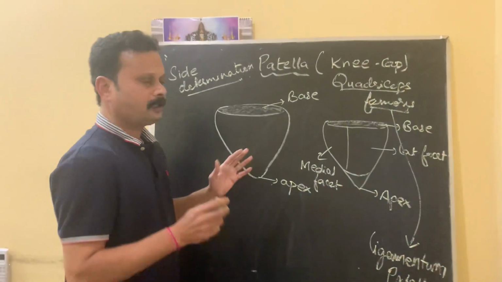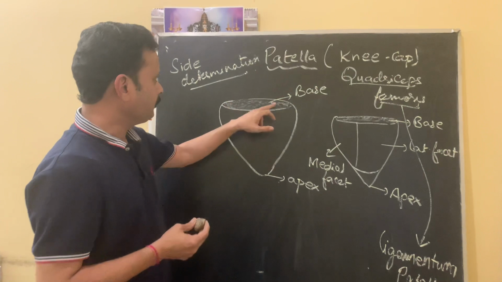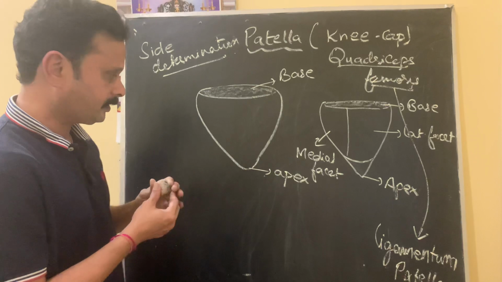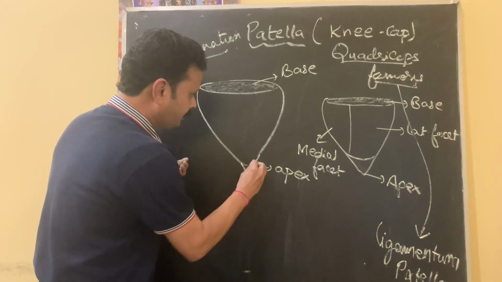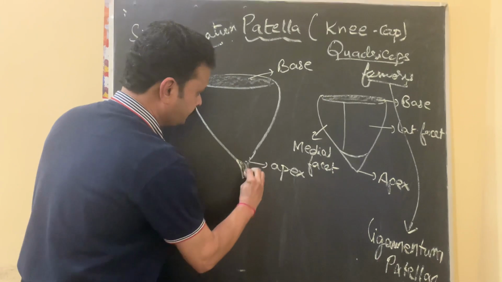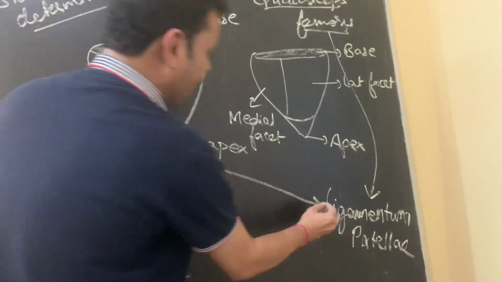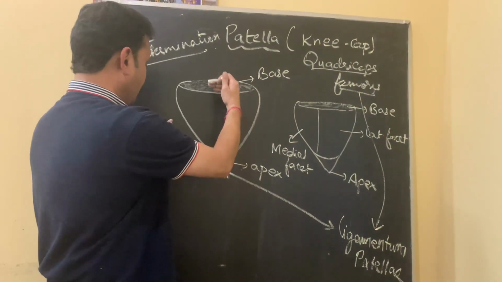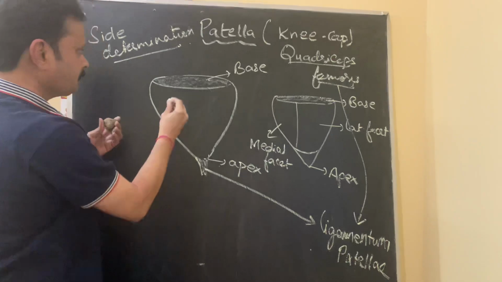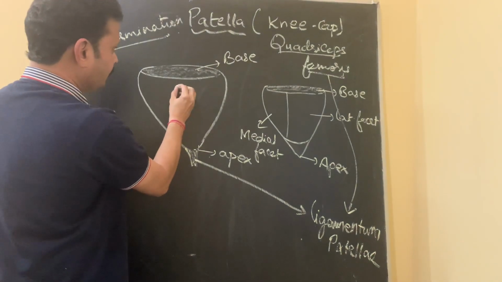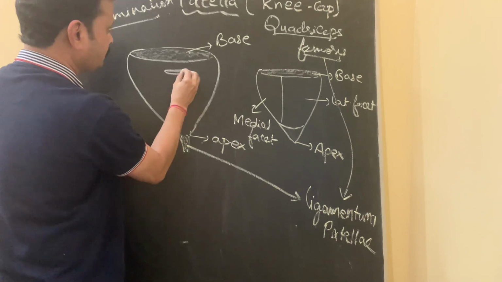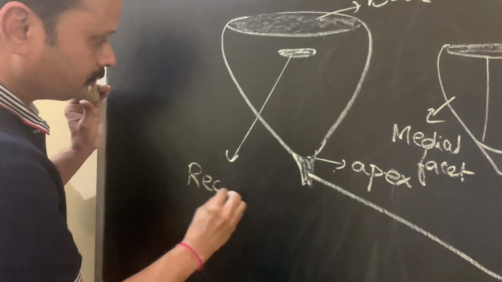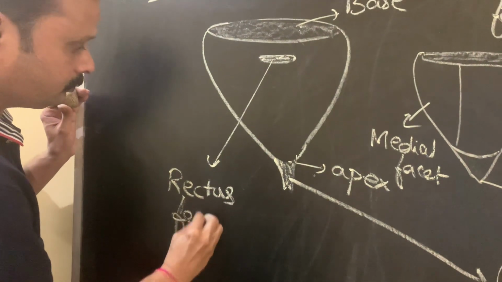Okay. Now coming to a few attachments of it. The base is wider and it is above. The apex is directed below. To the apex is attached the ligamentum patellae. This one is the ligamentum patellae. And this anterior surface at the base, from before backwards, gives attachment to muscles. Like this one is the rectus femoris.